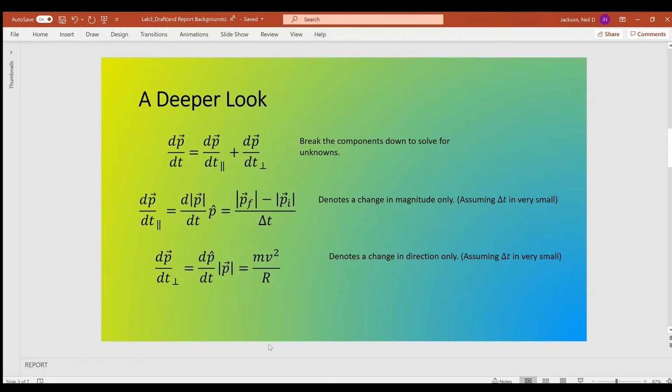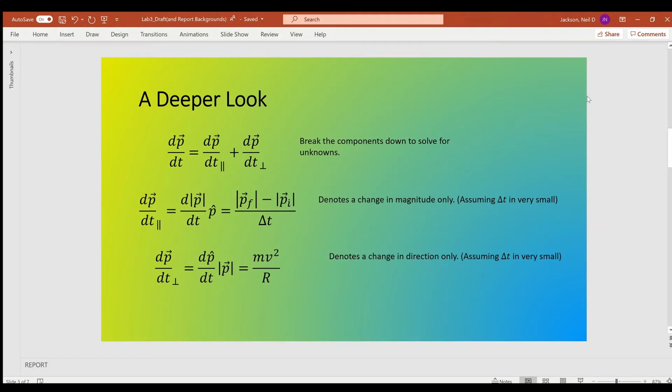As we know, dp/dt parallel is equal to the derivative with respect to time of the magnitude of the momentum times the direction. This means that dp/dt parallel only results in a change of magnitude. And we know that dp/dt perpendicular is the derivative of p hat times the magnitude, which means that dp/dt perpendicular will only result in a change in direction.